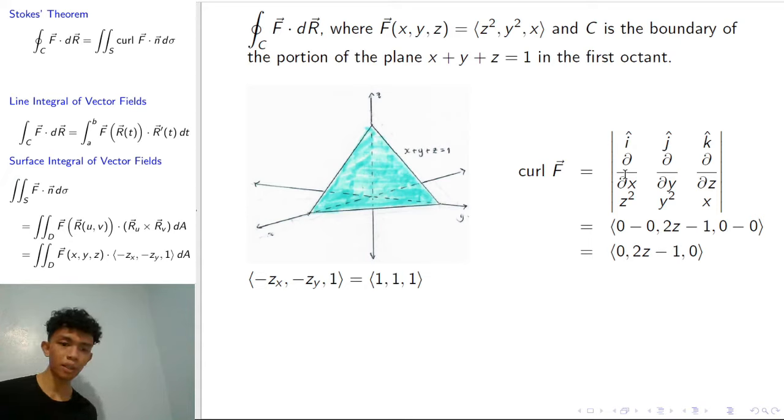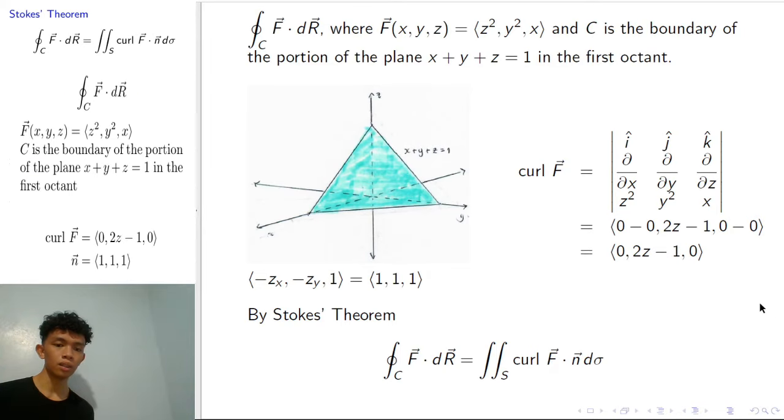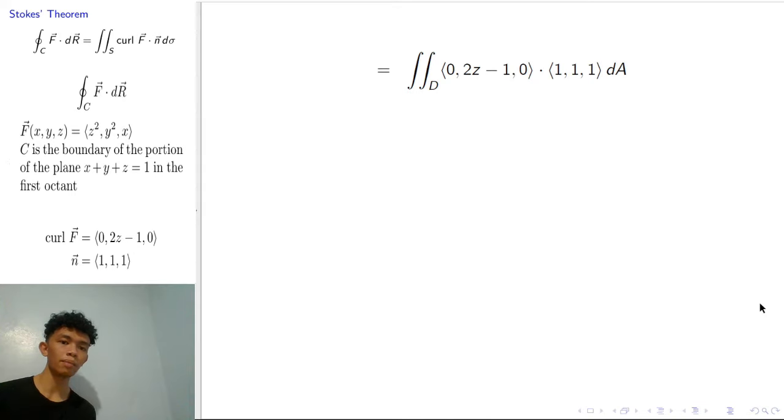By Stokes' theorem, we now have our ingredients ready. You have your curl, and you have your normal vector, essentially. So by Stokes' theorem, your line integral is just equal to the surface integral of the curl of your vector field f over the surface S, which is given essentially by the plane x plus y plus z equal to 1 in the first octant. So we evaluate this now by replacing curl f here by this vector and the normal vector by 1, 1, 1. So you get this 0, 2z minus 1, 0, dot with 1, 1, 1.